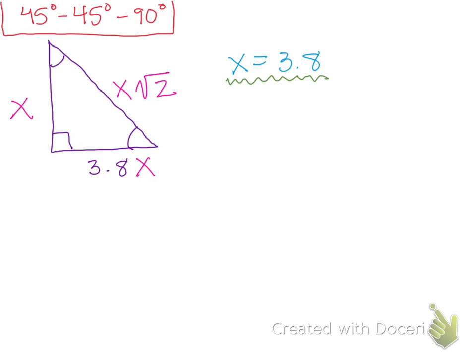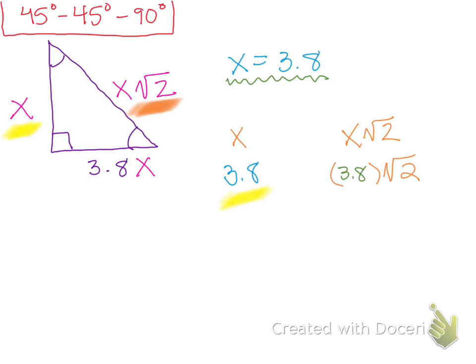The next step is substitute into the other sides. So if you notice, I have 2 sides that I don't know. This side of X and this side of X root 2. So I'm going to find those 2 sides. The first one is X, but that's just 3.8, so that side is 3.8. Then I have the side of X root 2, but I know what X is. I just replace X with what it equals, which is 3.8. So I get 3.8 root 2 for my other side.